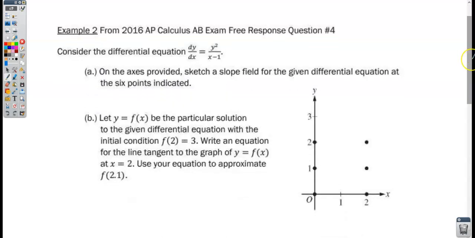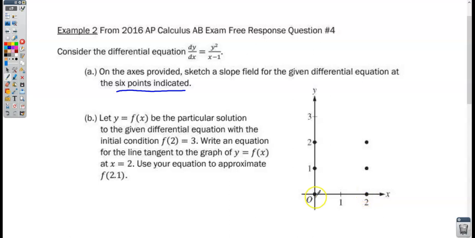Notice on your AP exam they are going to give you clearly defined dots. They say that there are 6 points indicated. If you count them up, it's 1, 2, 3, 4, 5, 6. Those are the 6 points where you want to create your slope field. You do not need to create a slope field anywhere else. So what we want to do is substitute values in for x and y to find the slopes at these various points.